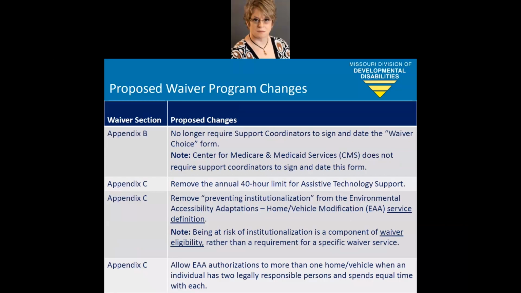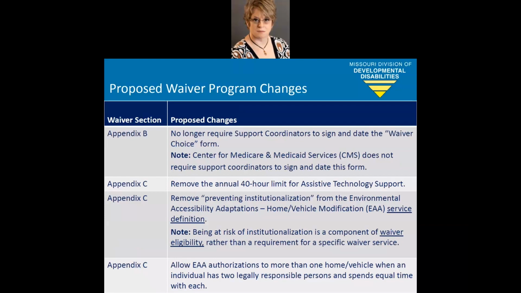In August of 2013, the support coordinator signature line was removed from the waiver choice form. Therefore, support coordinators are no longer required to sign the form. This proposed change is to align the waiver language to reflect the current process.